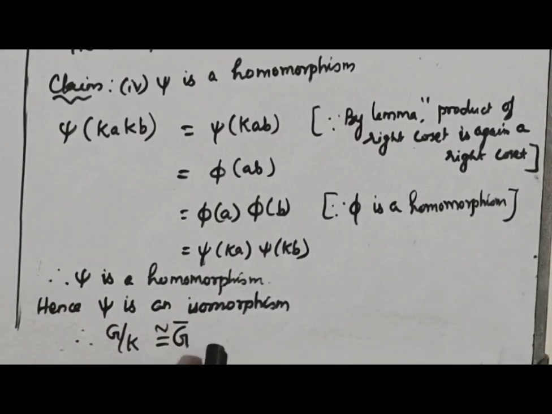Hence, psi is an isomorphism because it satisfies the four conditions: psi is well defined, psi is 1 to 1, psi is onto, and psi is a homomorphism. Therefore, there exists an isomorphism from G over K to G bar. Hence, G over K is isomorphic to G bar. Hence, the theorem. This is a very important theorem.